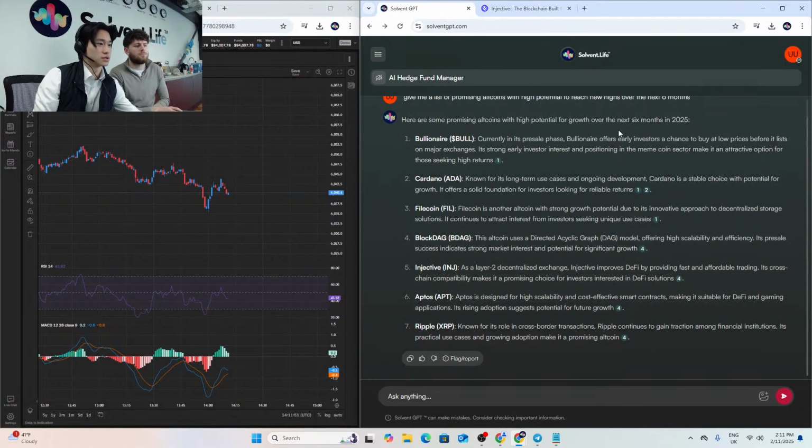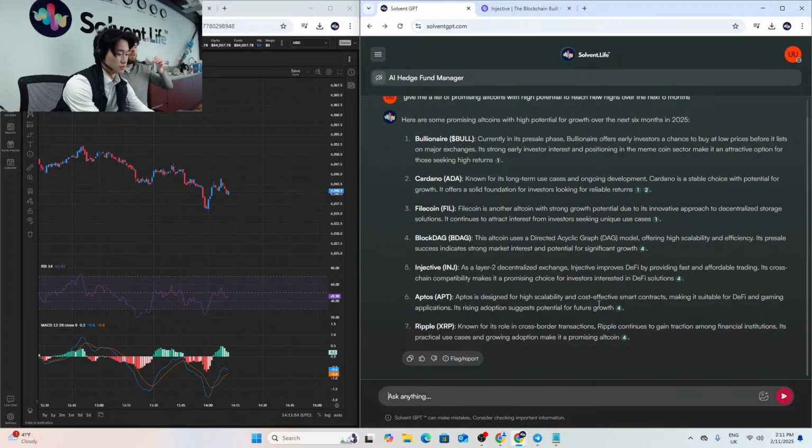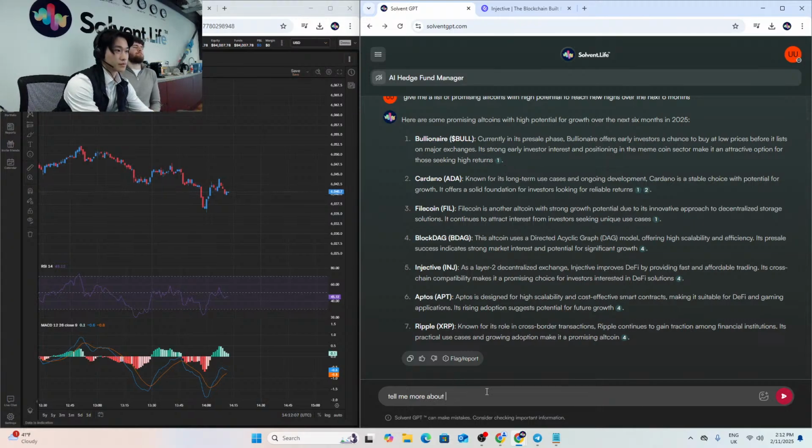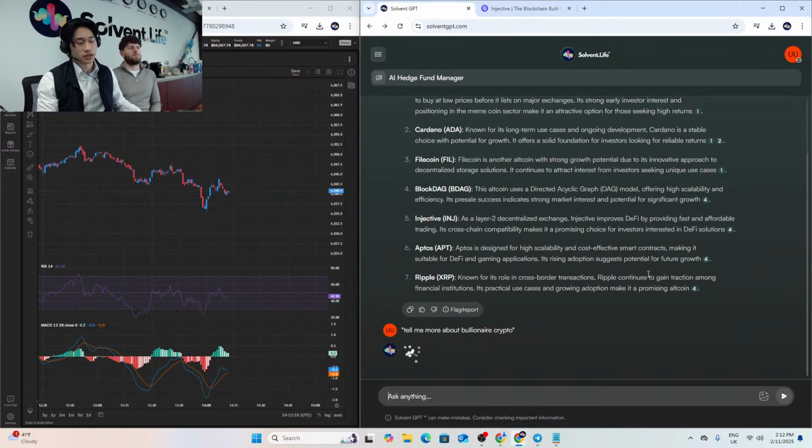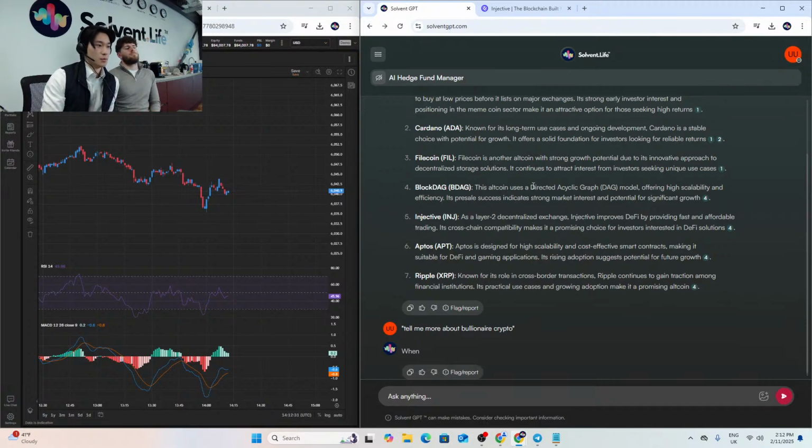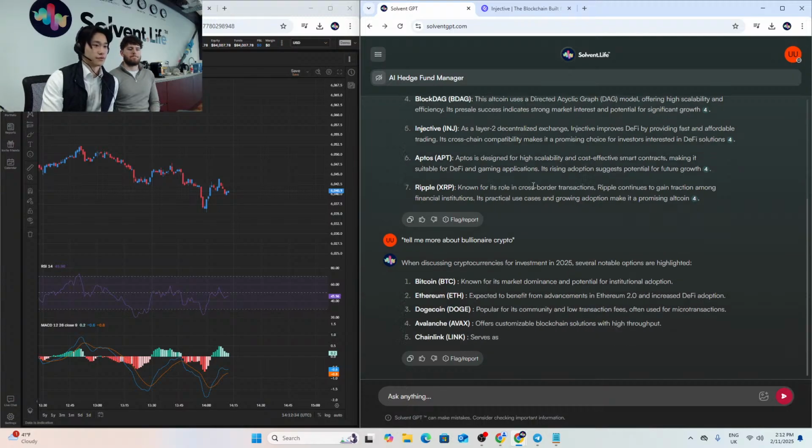Let's try and ask the GPT to tell us more about the Billionaire crypto, because we weren't able to find it on Google. Let's just see if the GPT has any information on it. The benefit of going onto their main website and researching it yourself is so you can see it firsthand. But the GPT is more than capable of giving you that information.